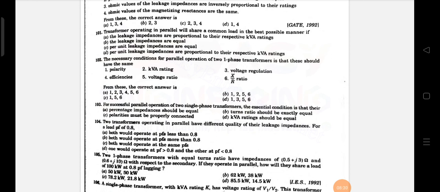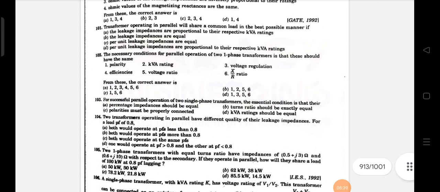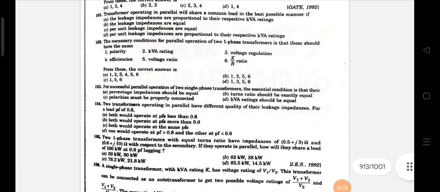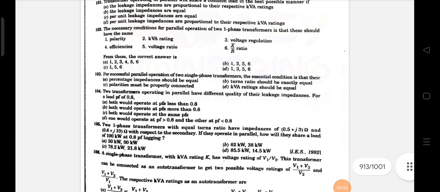For successful parallel operation of two single phase transformers, the essential condition is that... First one, percentage impedance should be equal. That is not an essential condition. Turns ratio should be exactly equal. That is not an essential condition. Polarities: this is an essential condition. Polarities should be the same, otherwise circulating currents flow between the two transformers, damaging them. That means the third option is correct.